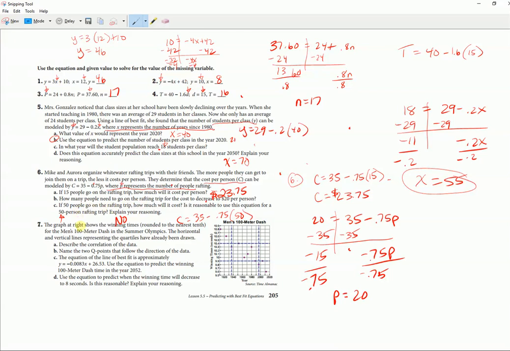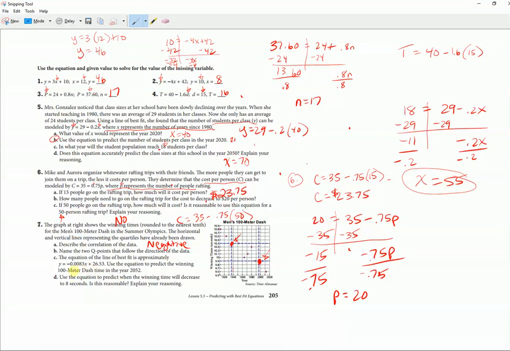So the answer has to be no, and you can't have negative costs for a trip. All right, the last thing, it looks like this is men's 100-yard dash. We've got the scatter plot, and they've marked the points in here. Describe the correlation. It looks like it's negative because it's going down to the right. Then name the two points that follow the direction of the data. It's this one and this one. I'll let you figure out the points. It's 1940-ish and 10.4, it looks like.